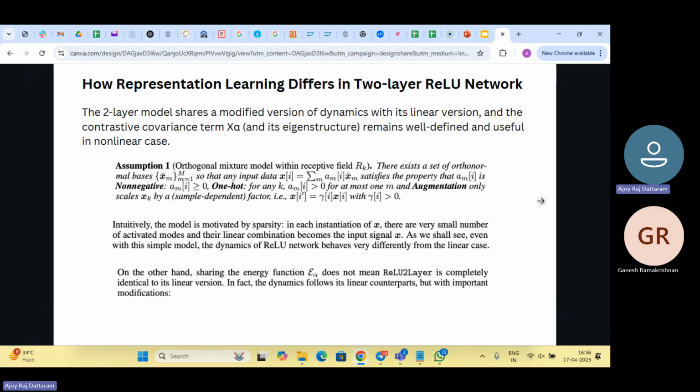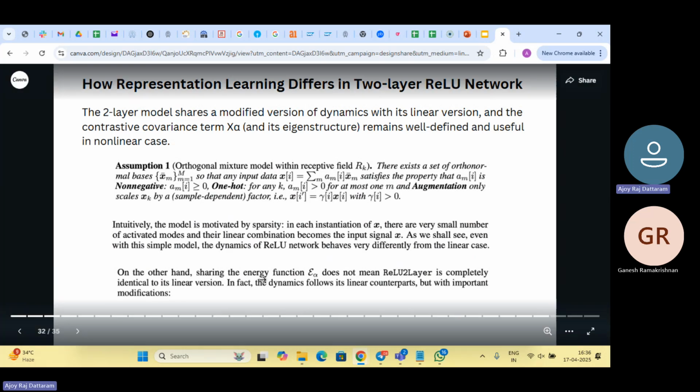Okay, so now let's talk about what happens if we put a ReLU network, an activation layer, between these things, and how that would change. They have defined samples as orthogonal samples with one-hot encoding, and the augmentation is just like we can take a gamma value of I and change that. It is not just a scaling of that.